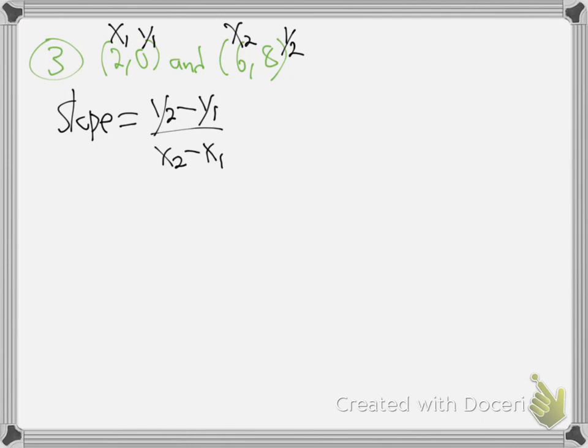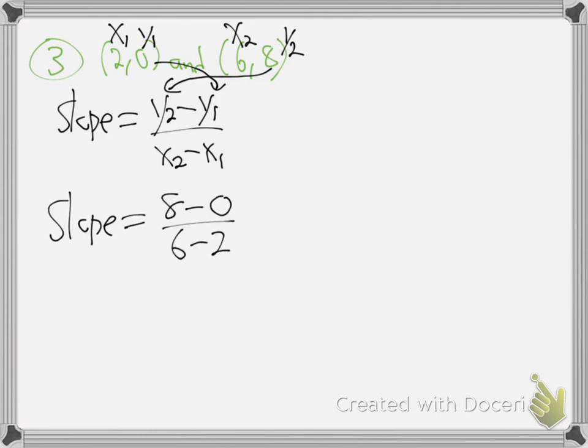So, okay, let's plug them in. So y2 minus y1, this slope will become 8 minus 0 over x2 minus x1, 6 minus 2, which is 8 over 4, which is 2. So the slope's just 2.